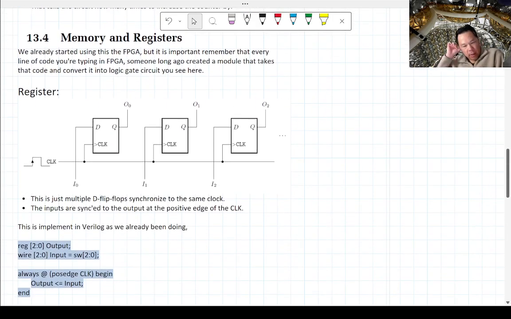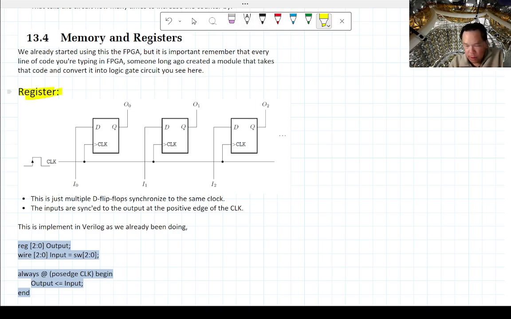Next, I want to talk a little bit about memories and registers. This is going to look similar. Once again, it's another type of sequential logic, where if you want to remember stuff, you need to be able to hold on to data that you input, wherever it comes from. And this is where a register comes in.